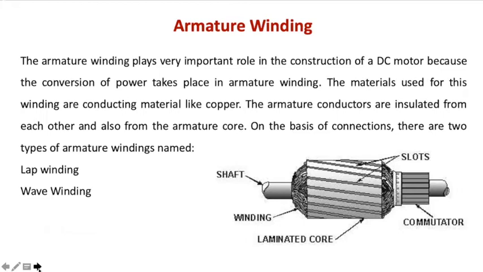The armature conductors are insulated from each other and also from the armature core. That is, when they are placed in the armature slots, some insulating material will be provided to have insulation between the armature core and the armature windings. And even the copper wires are insulated from each other with the help of varnish, because the copper wire we use is an enameled copper wire, and not a bare copper wire. There are two types of armature windings, lap winding and wave winding.